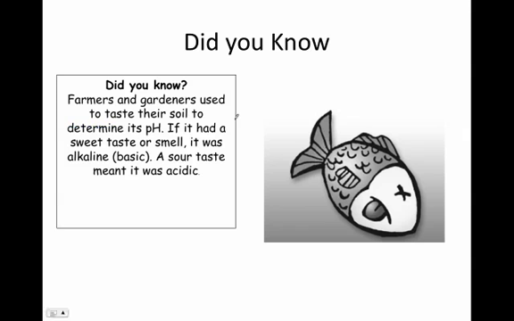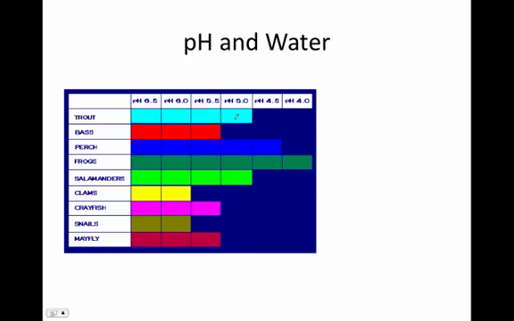Just a quick did you know, farmers and gardeners used to taste their soil to determine its pH. If it had a sweet taste or smell, it was kind of basic or alkaline, and if it was sour, that meant it was too acidic. And here's how lots of living things do when it comes to pH.